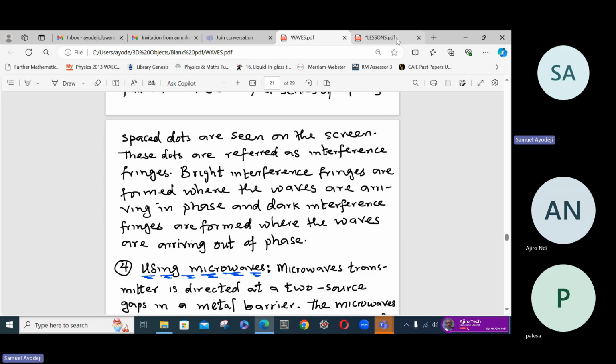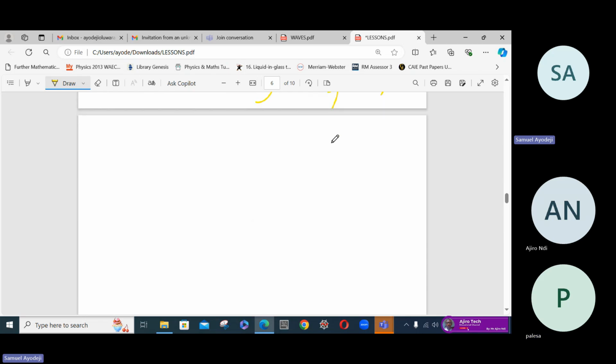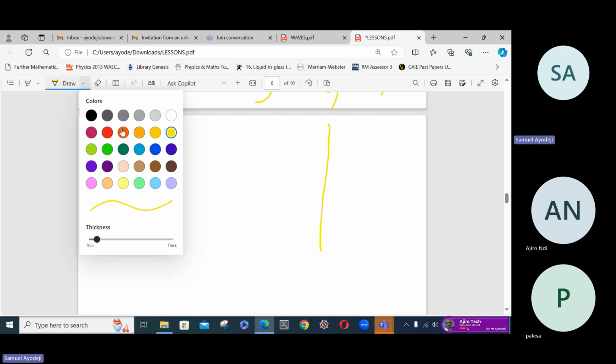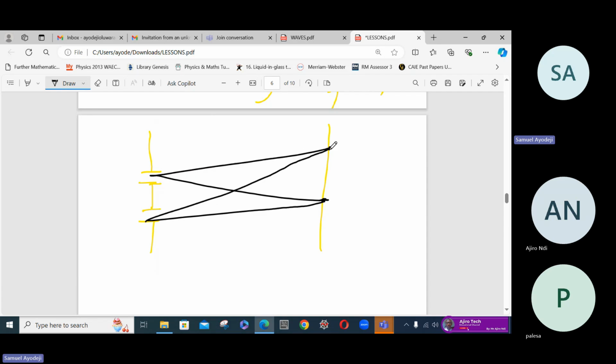So let me quickly demonstrate it here. That is one light passing through the slit. This is more or less what we call the Young double slit experiment. We have the slits, and we have a screen here. One wave travels like this, another comes like this, and they meet here. Another pair coming like this also meets here. That gives a series of equally spaced dots here.